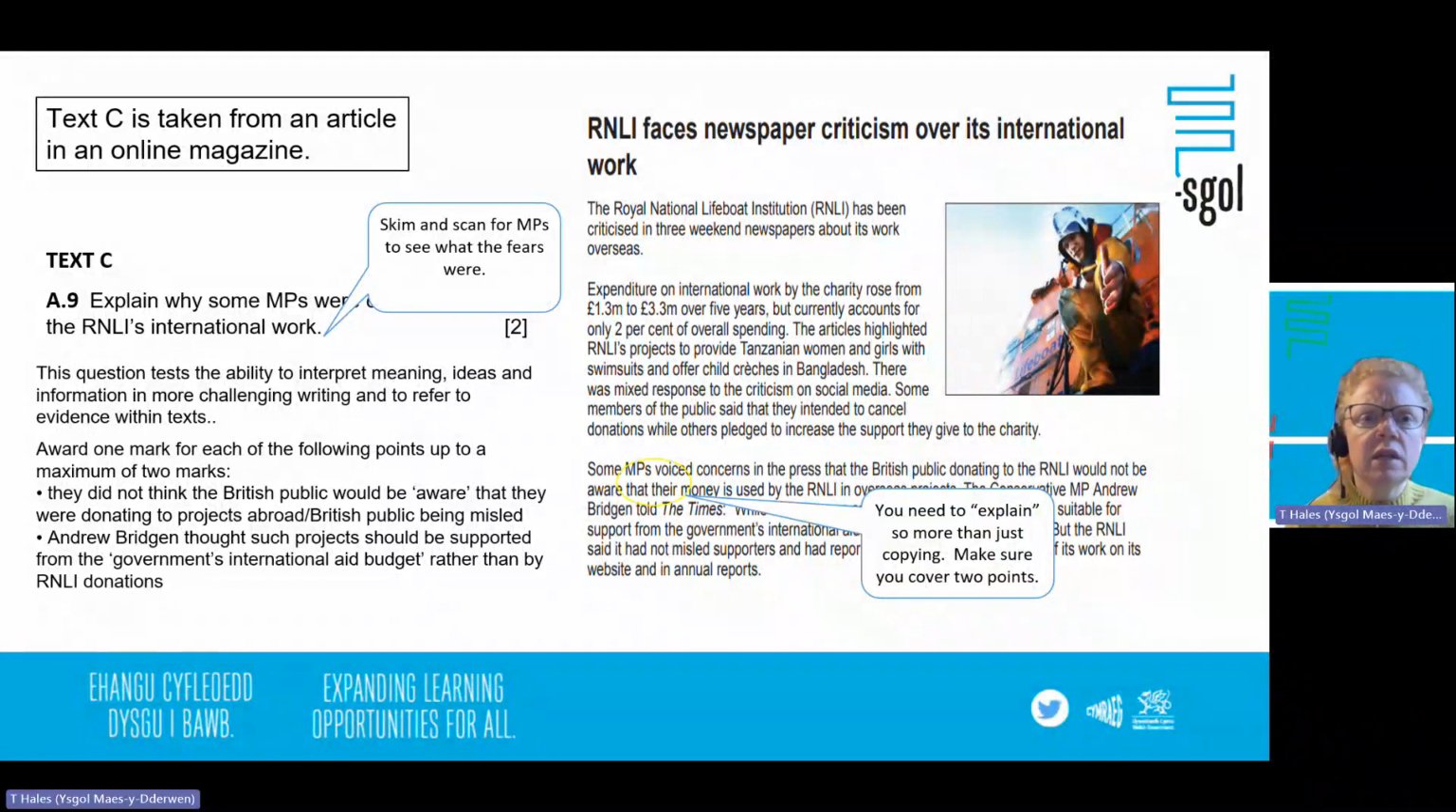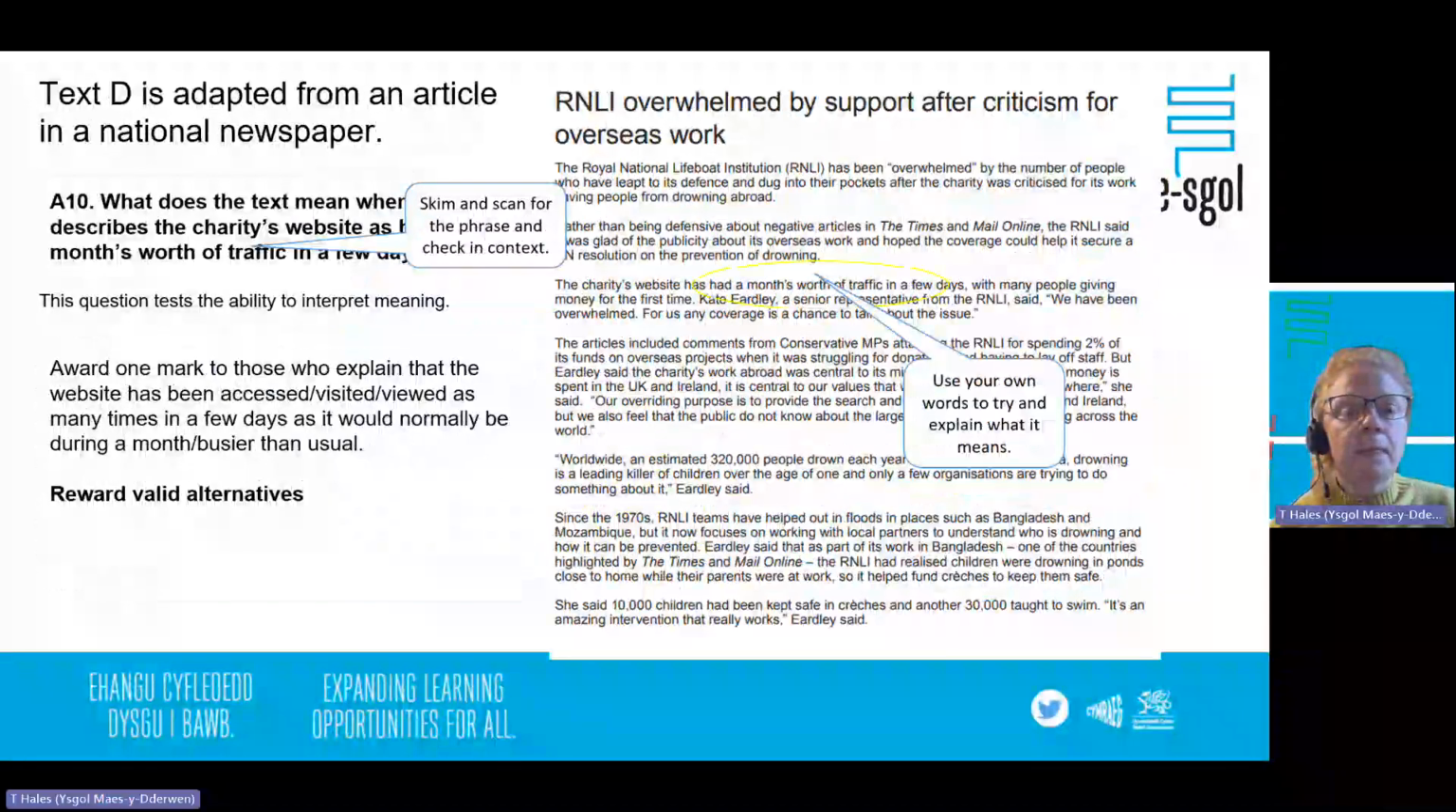All right, so there's 2 things that are being mentioned as fears from the MPs. Okay, so we're moving on. We're on to text D.